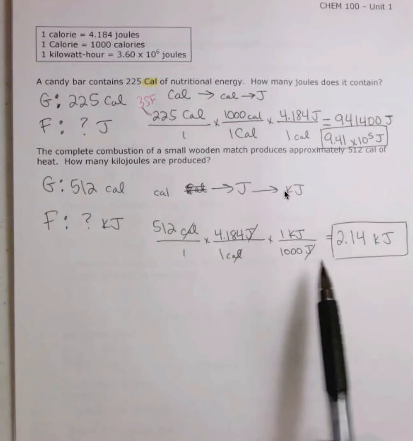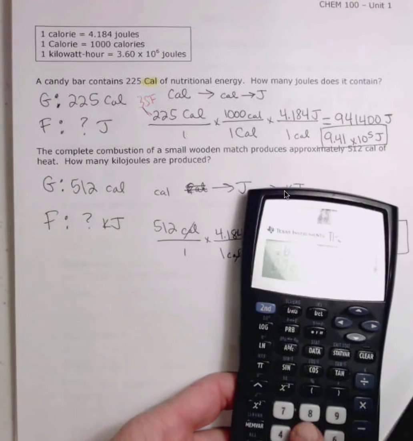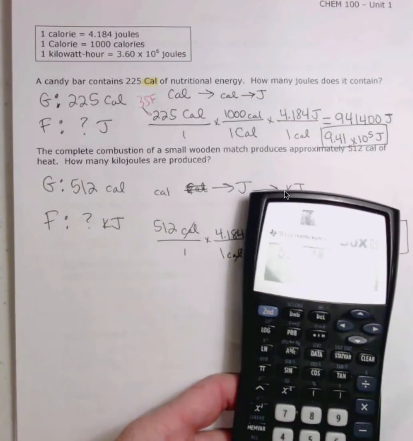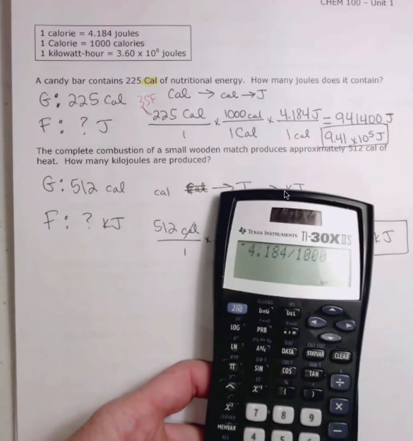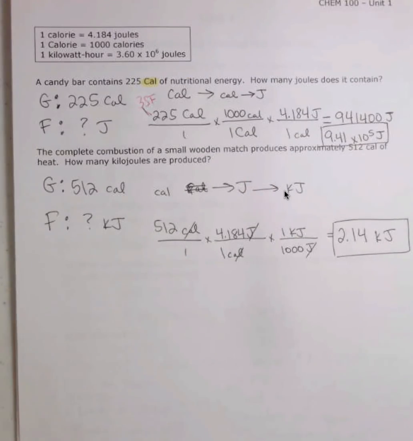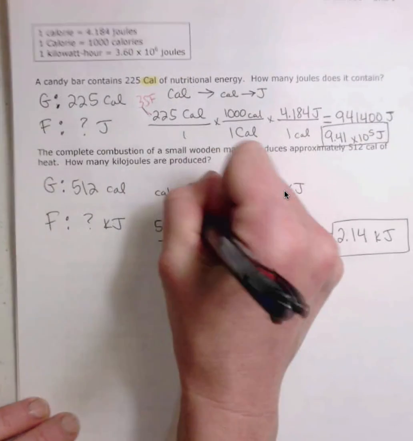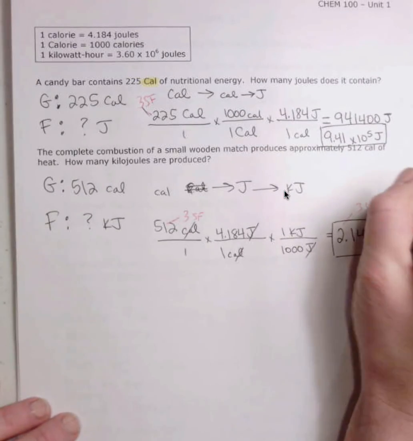And remember, when it's on the bottom, you're going to divide. So 512 times 4.184 divided by 1,000. You end up with 2.14. And check your sig figs. You have 3 sig figs, and your answer has 3 sig figs.